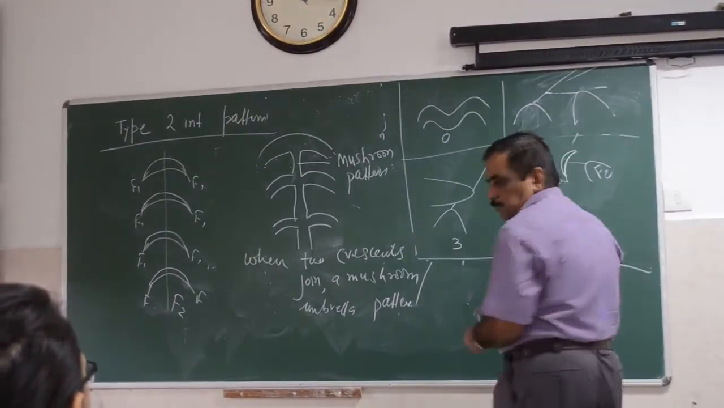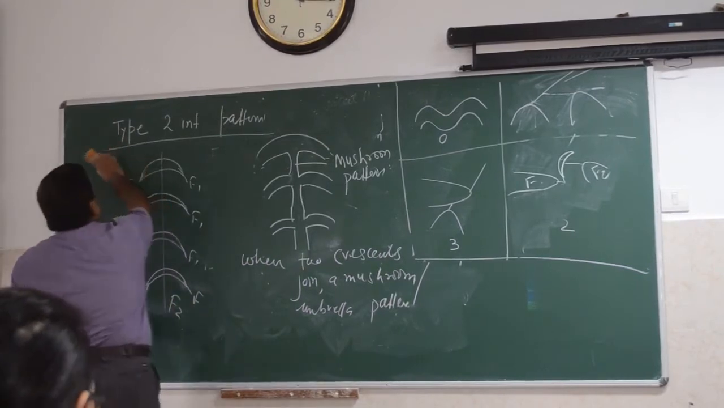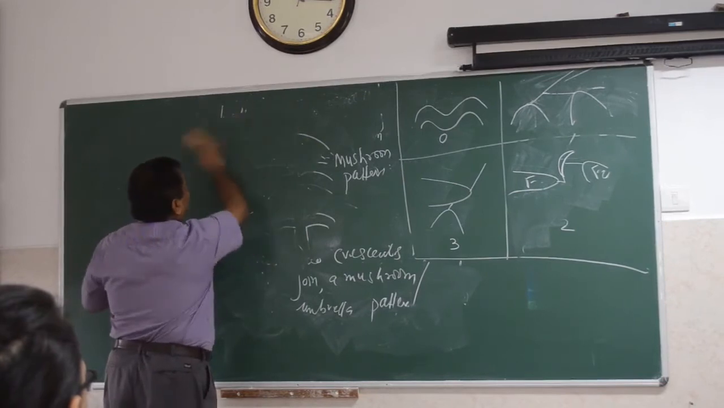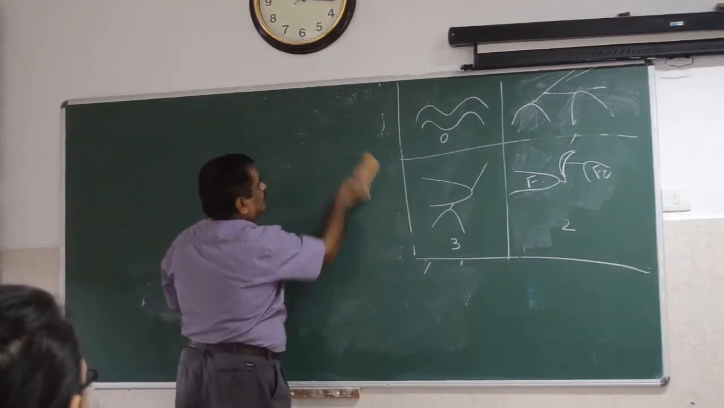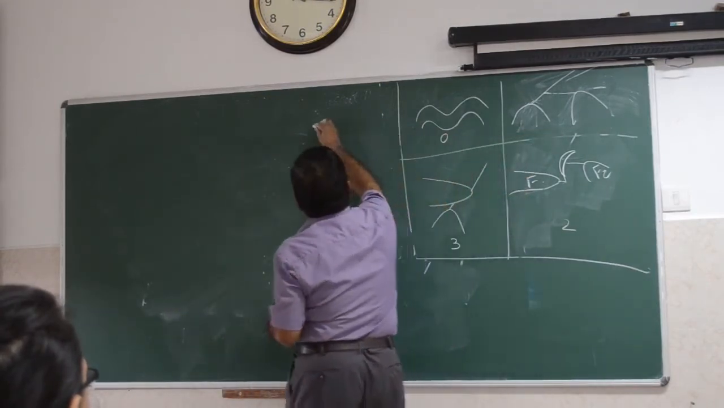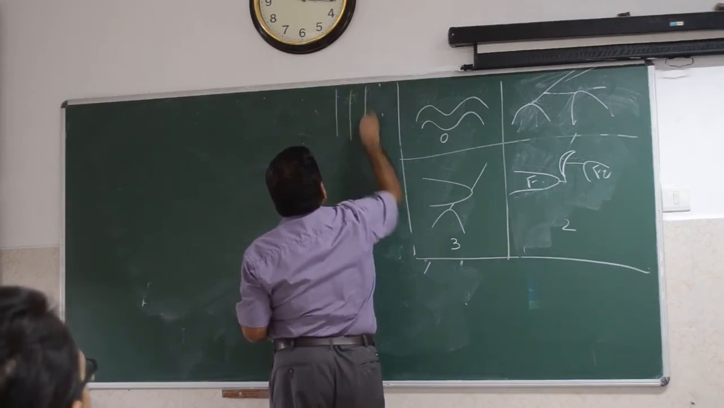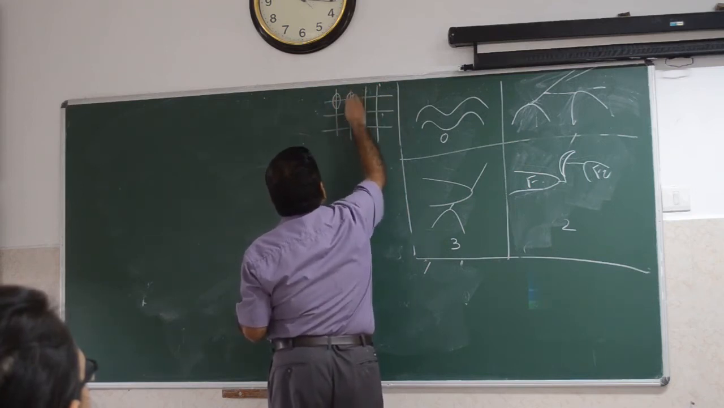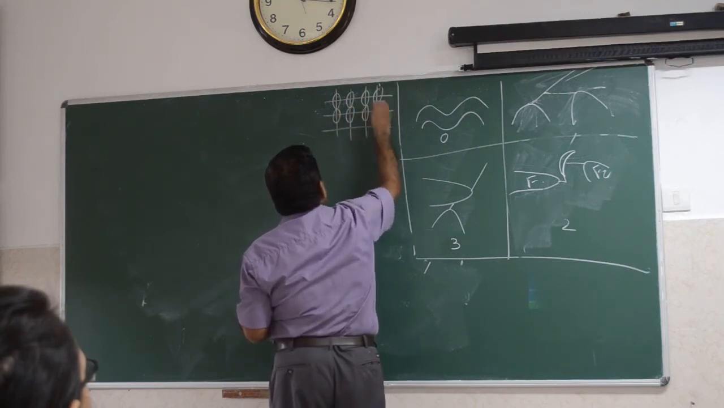So what I will do, I will make it. Anything you want to ask? So here you produce domes and basins. So you can show like this. These are domes and basins.